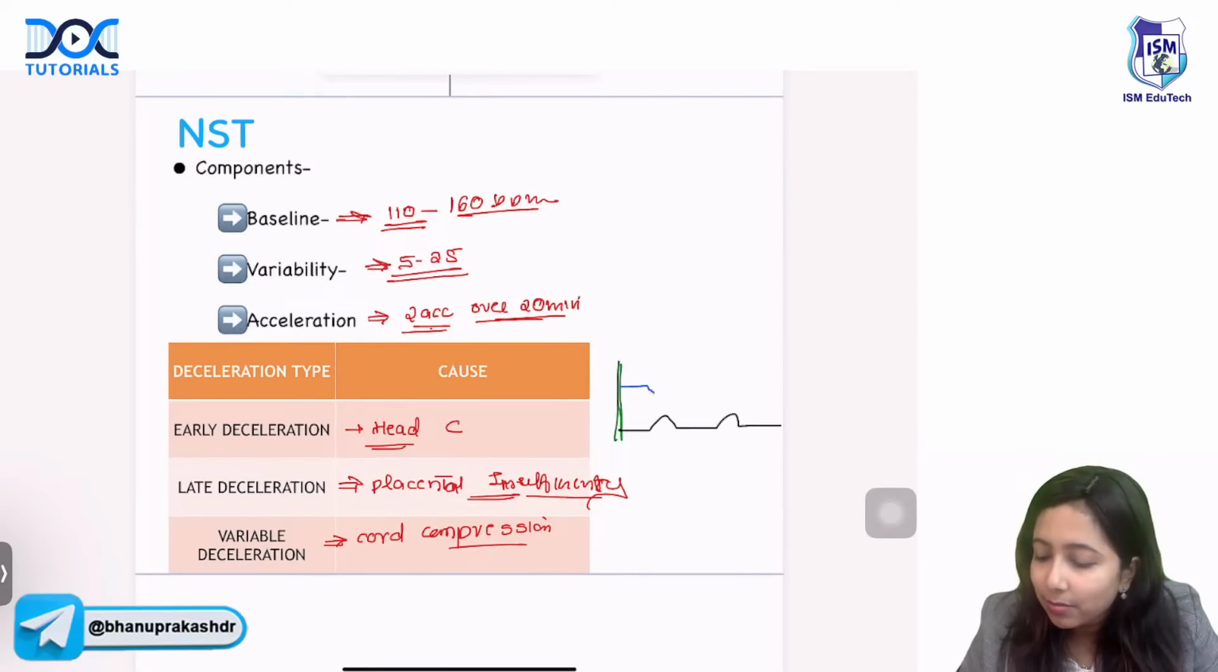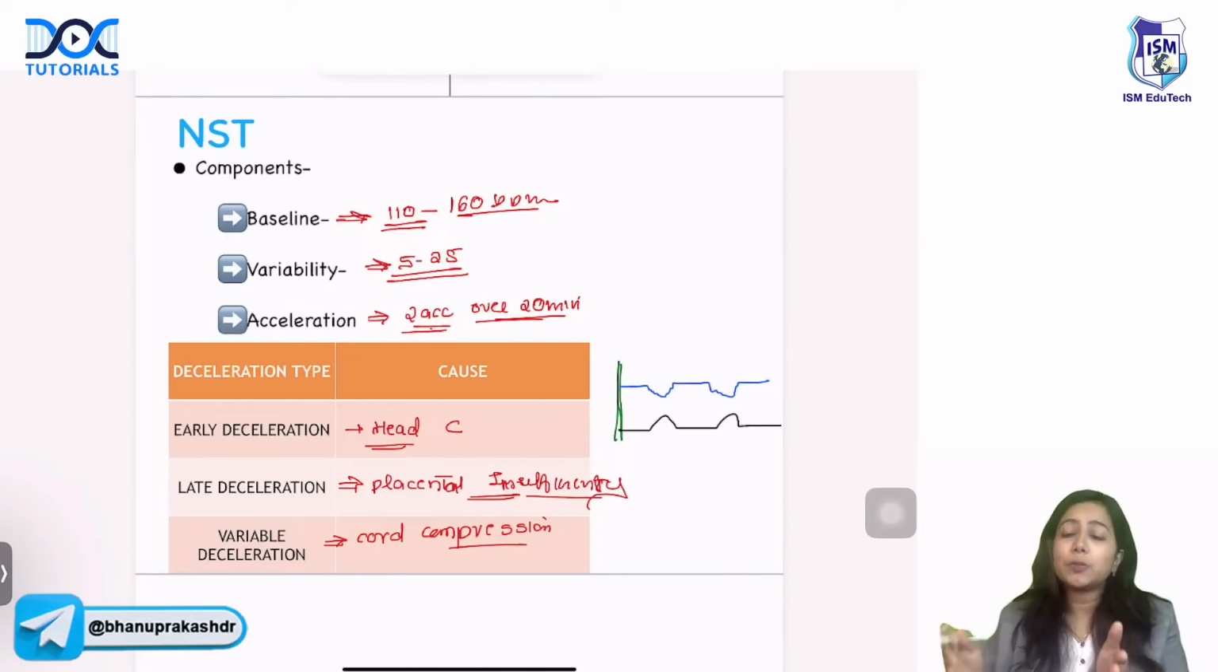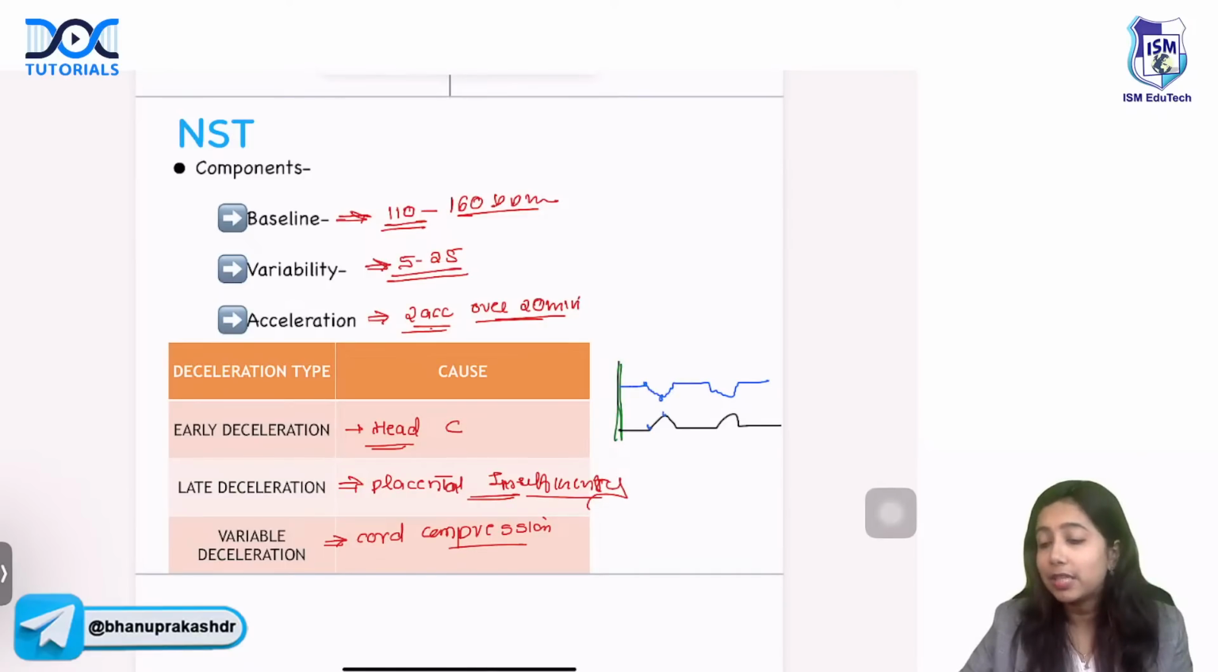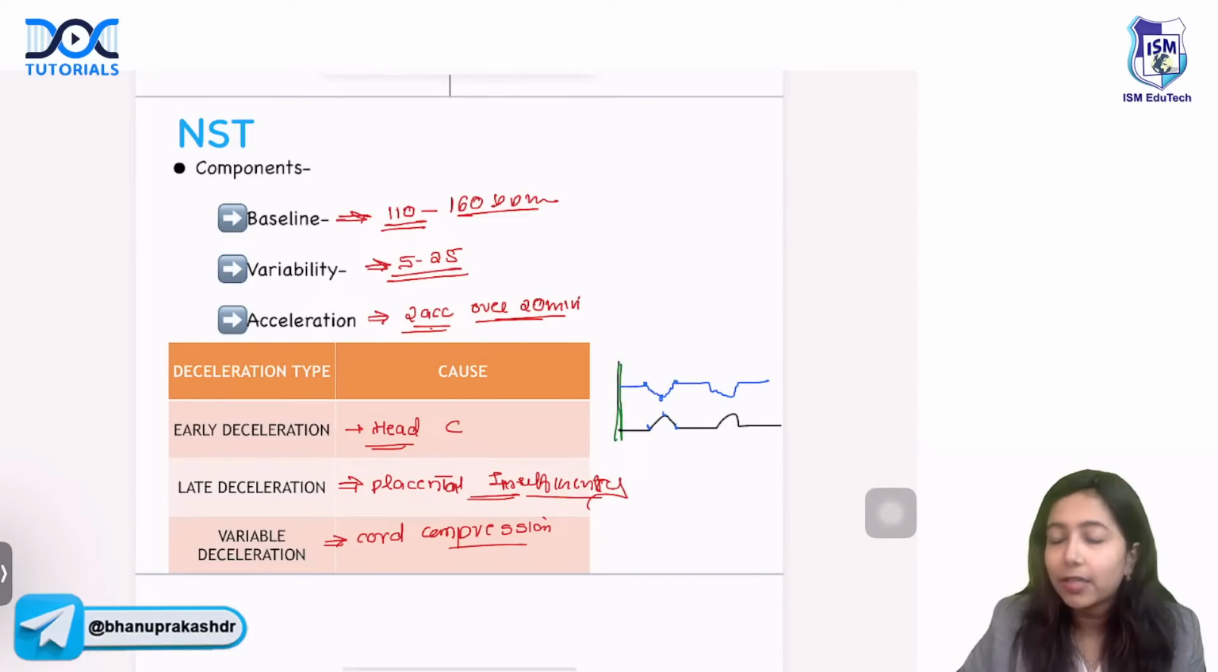If it is just a mirror image like this, it is completely corresponding. The onset of contraction is corresponding to the onset of deceleration. The peak of contraction is corresponding to the nadir of deceleration, and the ending of contraction corresponds. So mirror image, it is early deceleration.